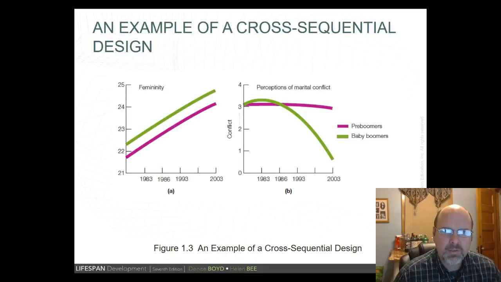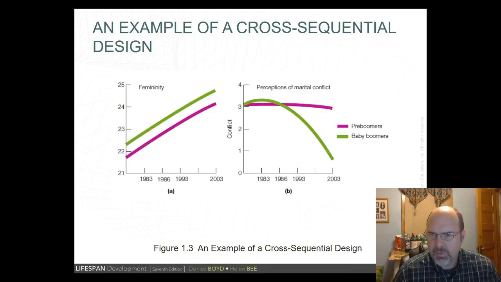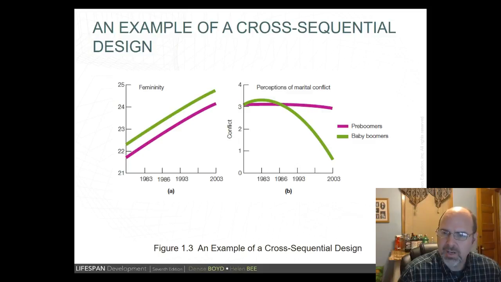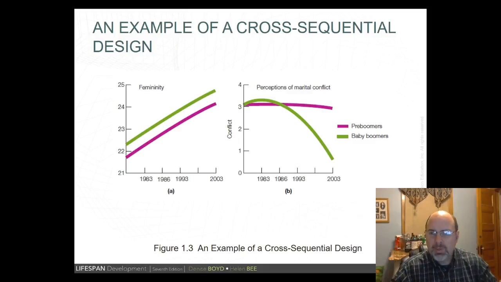This shows an example of a cross-sequential design. These findings illustrate the strengths of the design. They tested more than 700 women in 1983, 86, 93, and 2003. Among the 700 were women who were born during the baby boom, and some were born earlier. The panel shows that the tendency of women in both cohorts to describe themselves as feminine increased across all 4 testing points. But B shows that women's perception of conflict within their marriage remained stable for pre-boomers, but declined dramatically among baby boomers. So this shows definite cohort differences.